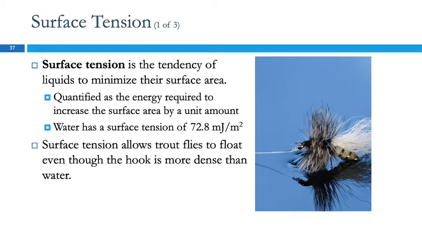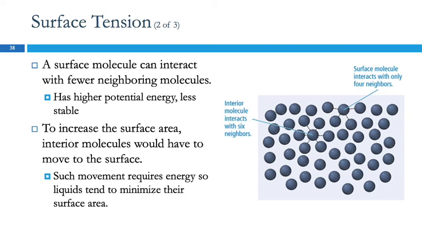It's defined as the energy needed to increase the surface area by a particular amount. We don't need to worry about that. Here we have a picture of a trout fly that a fisherman might use floating on the water. Just like the paperclip, this trout fly is more dense than water. It should sink, right? But it doesn't. Have you ever seen those little water skater bugs? They're skating around on top of the water, and you're like, how does that work? It's not like they have big paddle feet or something, but they're just skating around on top of the water. It's surface tension. Let's see how that works.